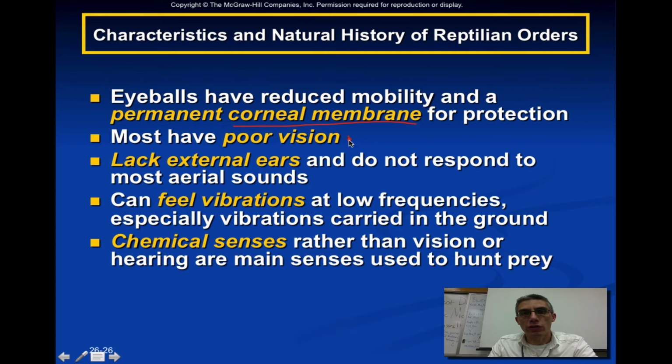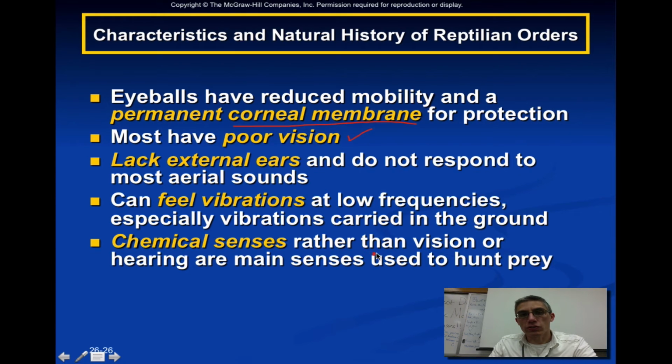Now, most snakes do have very poor vision. They do lack the external ears. Remember, that was a big difference between this group and the lizards. And so they do not respond to most aerial sounds. But they can feel vibrations at very low frequencies, especially vibrations that are carried in the ground.